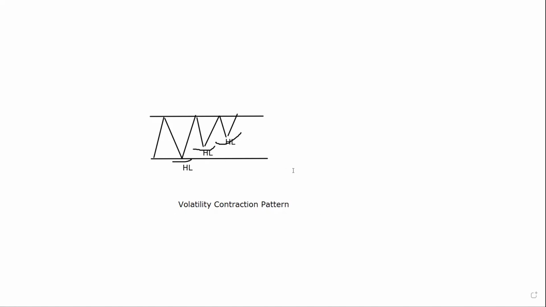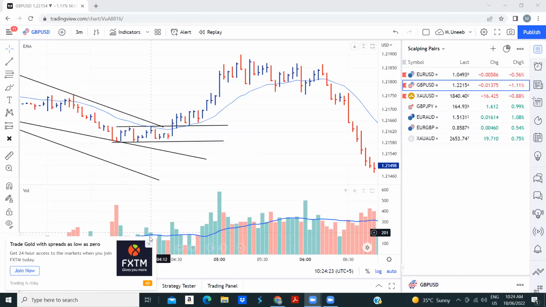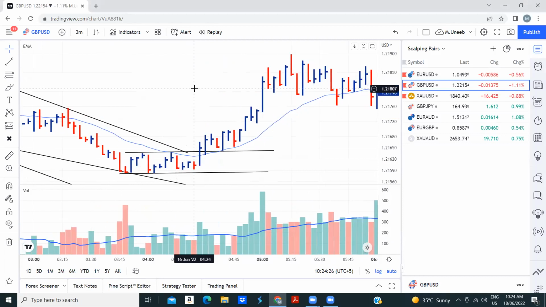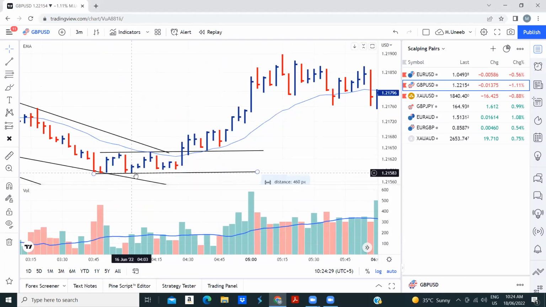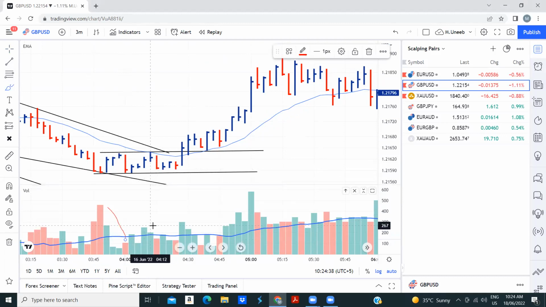Because at each of these points, as the price is making higher lows over here, volume will reduce. Got it? Now let me show you. For example, this one here. You see here, we have low, higher low, higher low, higher low. What happens to the volume? Volume is reducing. Volume is further reducing. Am I right?